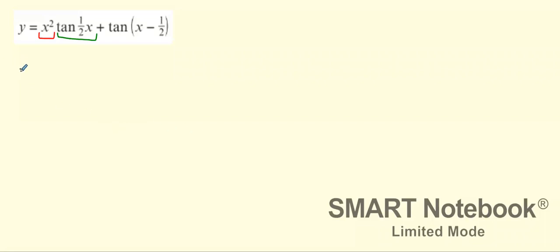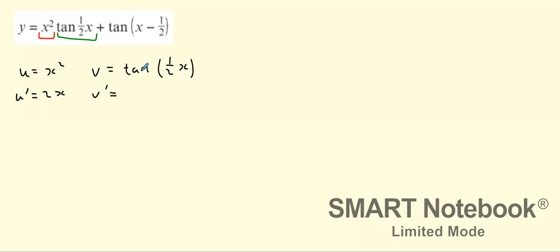So I'm going to say u equals x squared, v equals tan a half x. And it's always a good idea to write the angle inside brackets, because we know that is not going to change when we differentiate. The most we're going to do with that bracket is differentiate it. So u dash is going to equal 2x.